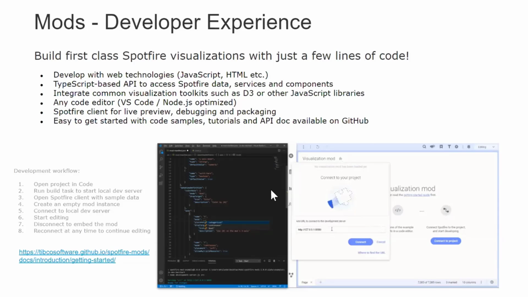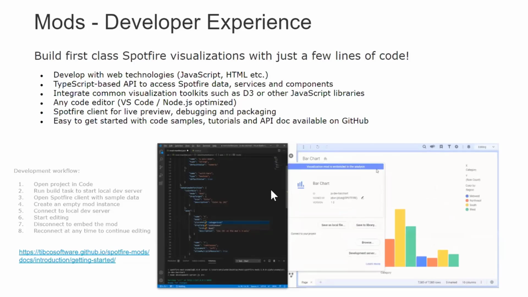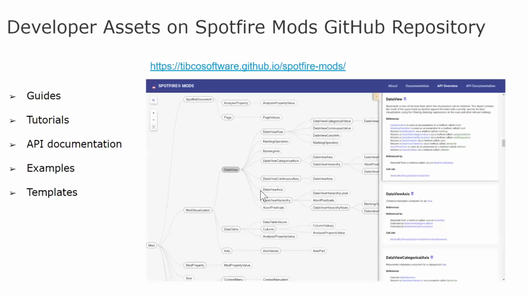When you're done with development, you press disconnect to embed the mod into the analysis. And you now also get the option to save the mod to a local file or to the library. And on the Spotfire mods GitHub repository, we have collected everything needed to get started with mod development: guides, tutorials, API documentation, examples, and templates.